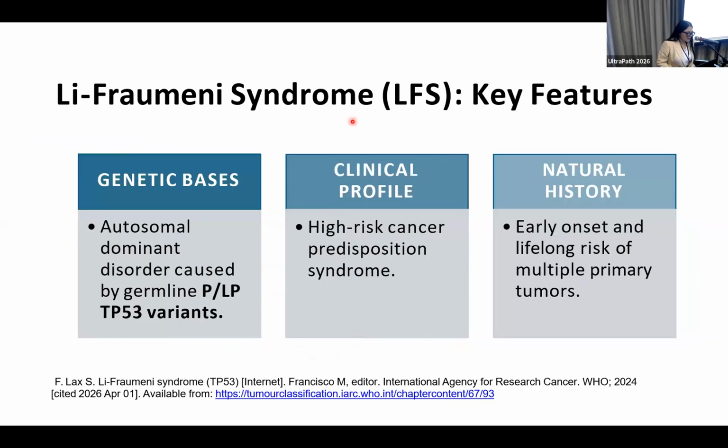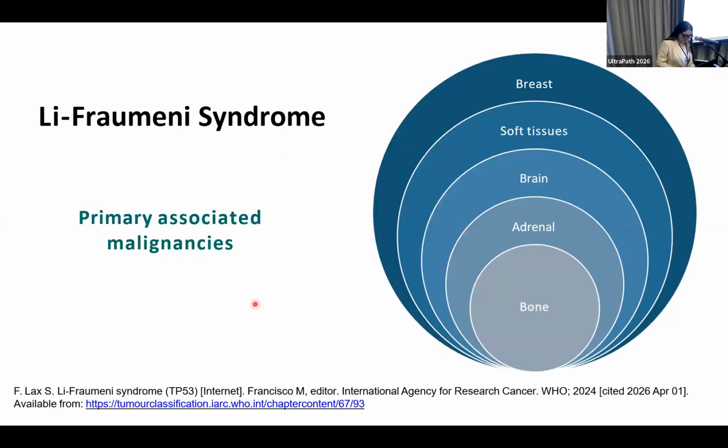And regarding this Li-Fraumeni syndrome, this is an autosomal dominant disorder, and it's caused by pathogenic or likely pathogenic TP53 variants. And well, this entity confers a lifelong risk of developing multiple primary tumors. These are the most frequent primary malignancies in this syndrome: breast, soft tissues, brain, adrenal glands, and bone.